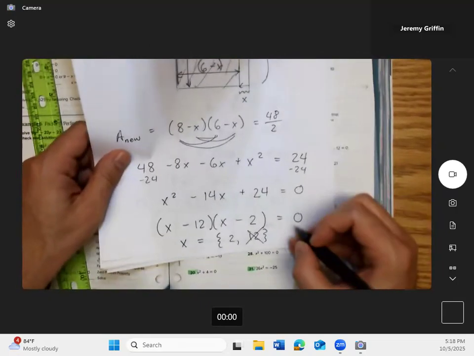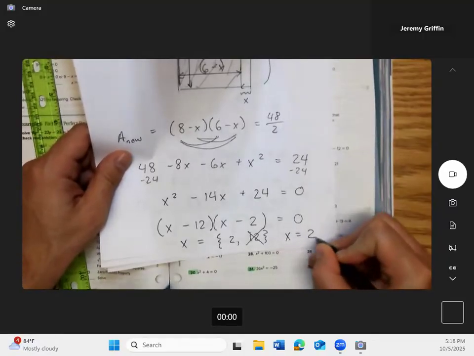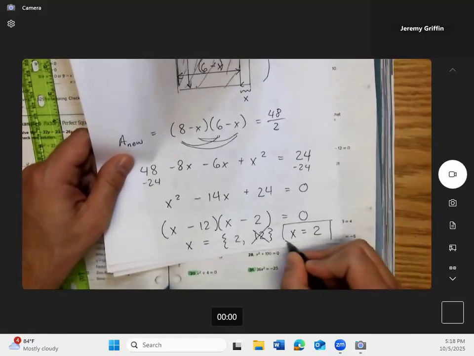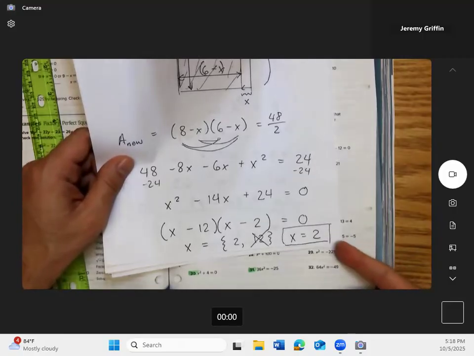So the answer is just 2. So x equals 2. There it is, 2 inches. That's the only answer.